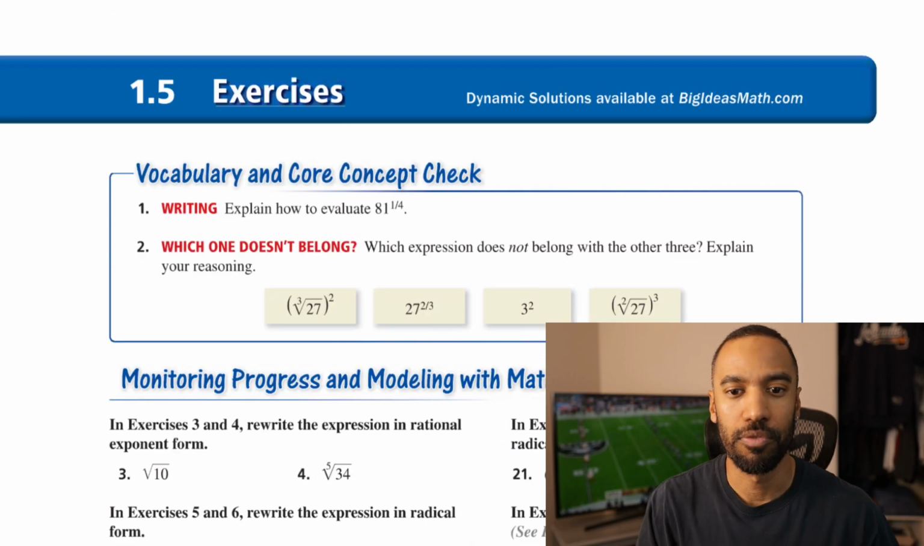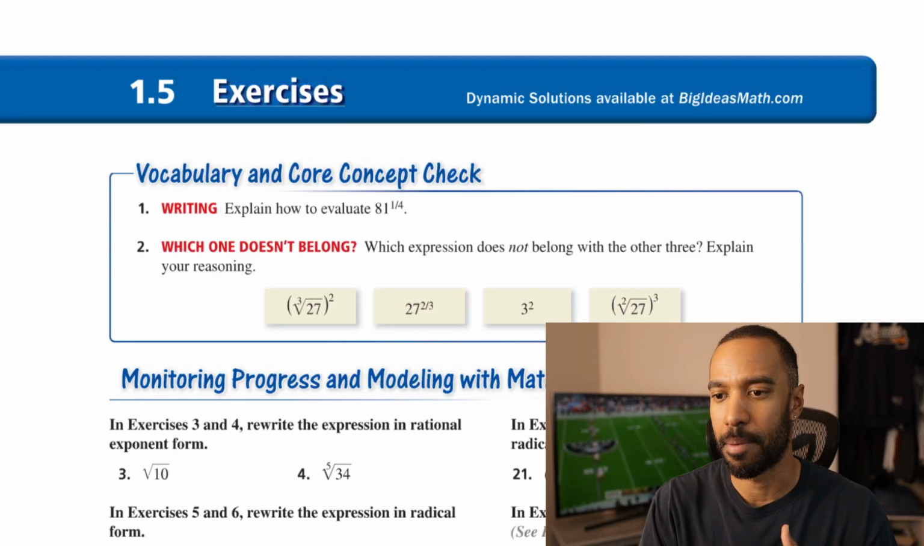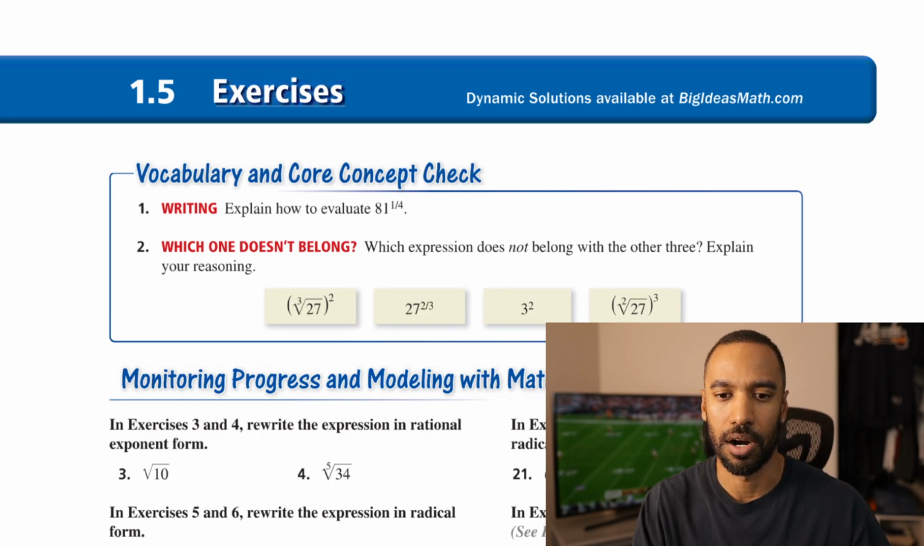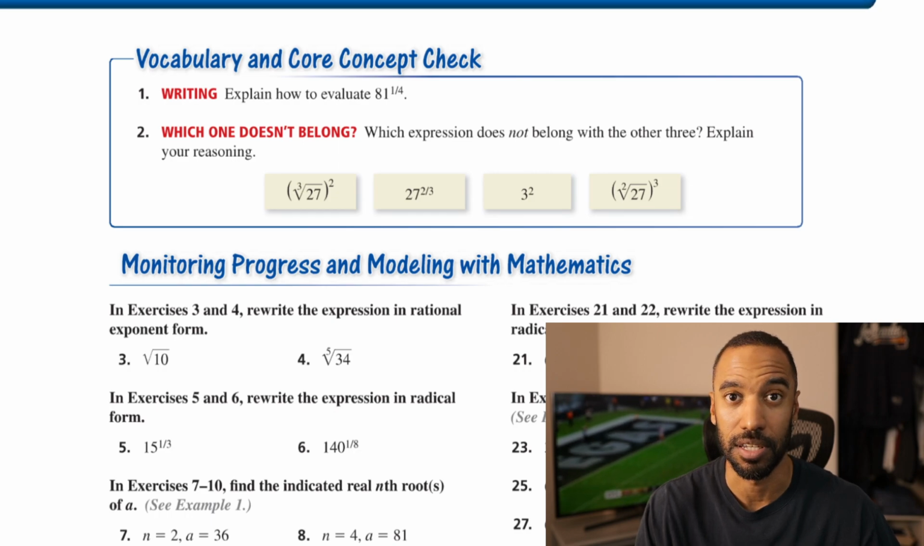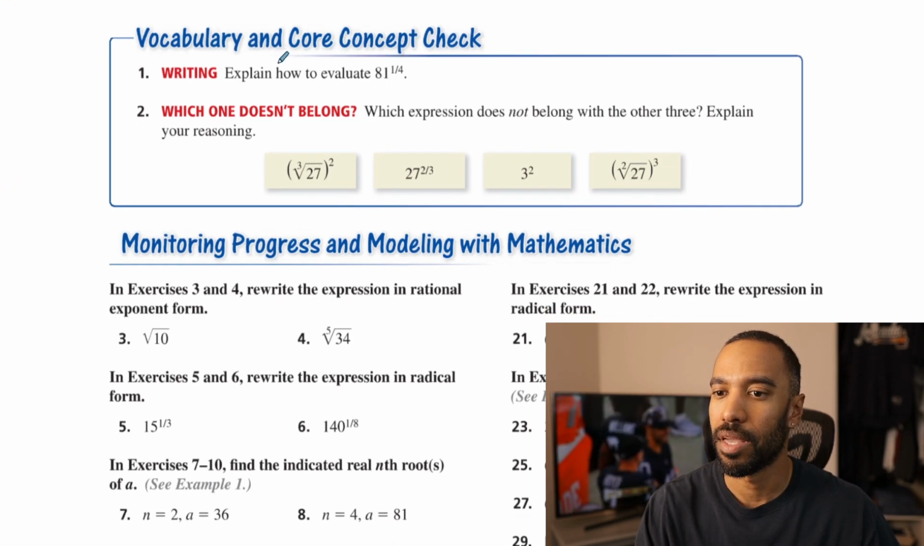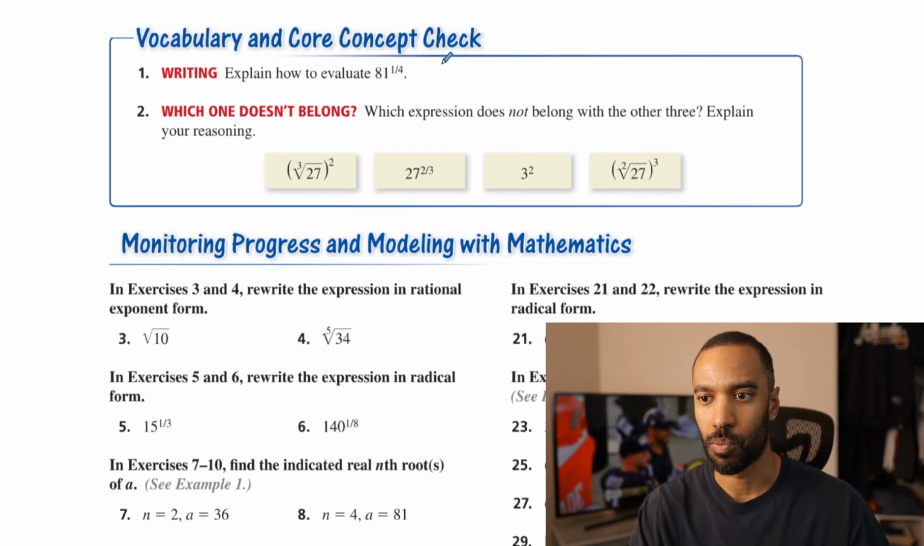Okay, so it looks like we get to move forward to some of this stuff here. Let me go over the vocab and concept check, and then we'll do the problems that are involved. I cannot remember for the life of me how many problems there are. There could be 30, there could be 70. I actually don't know. Explain how to evaluate 81 to the 1/4 power.